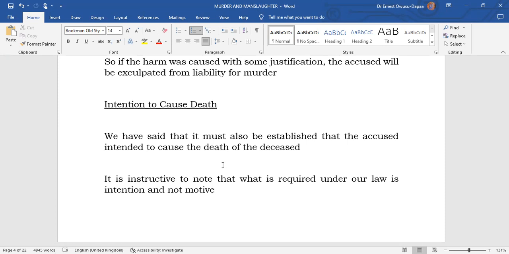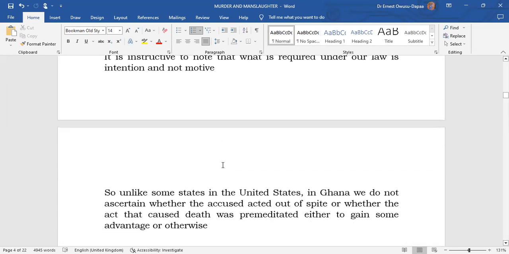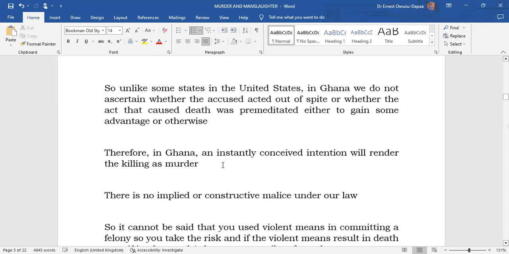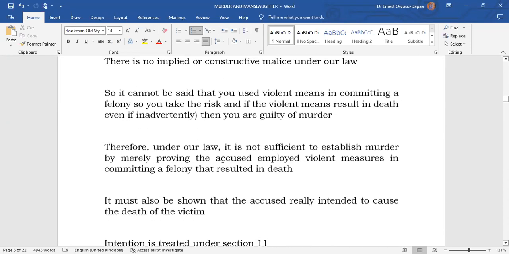We also notice that there should be intention to cause death. So it's not enough that you inflicted harm which was unlawful, which resulted in the death of the person. It must also be shown that you had the requisite intention that death should actually occur to the person. And here, as we have stated before, motive is not important. Motive means that it doesn't matter why you wanted to kill the person, right? What you wanted to achieve. No, that is not important. The most important thing is that you actually wanted to bring about the death of the person. And why you wanted to bring about the death of the person is really not important. So let us keep that in mind. So motive is not important.